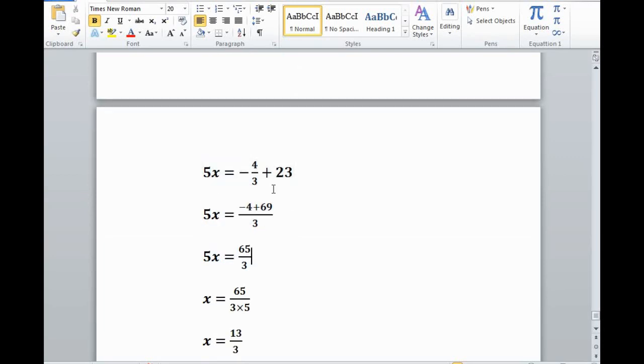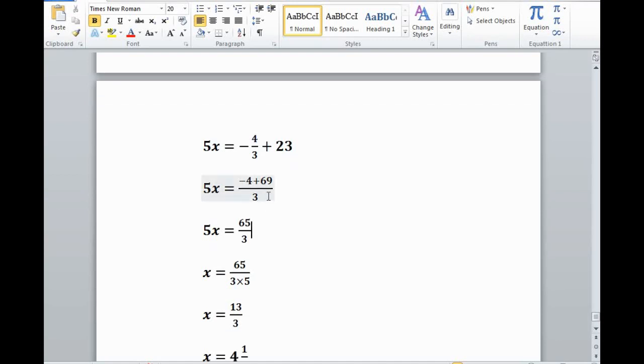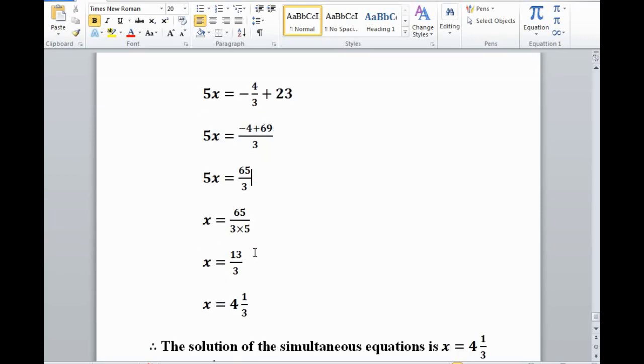And now let's take the LCM of 3 and 1, because 23 can be written as 23 upon 1. So the LCM of 1 and 3 is 3. Now LCM divided by the first denominator, 3 divided by 3, is 1, and we multiply it by the first numerator: minus 4 multiplied by 1 equals minus 4. Again, LCM divided by the second denominator, we have denominator 1 here. So if we divide LCM 3 by 1, we get 3, and 3 multiplied by 23 is 69. Now minus 4 plus 69 means we will subtract 4 from positive 69. So the difference is 65 upon 3.